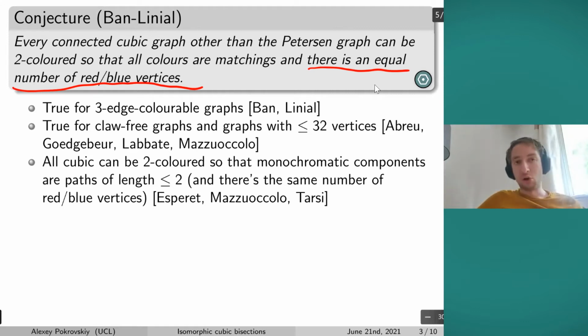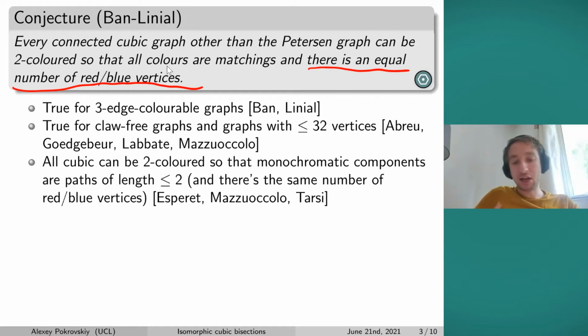Of course, for this to hold, you need an even number of vertices overall, which actually holds for all cubic graphs, because you can't have an odd degree and an odd number of vertices in a graph. And there's a single exception in this conjecture, which is the Petersen graph. So first of all, why did they make this conjecture?